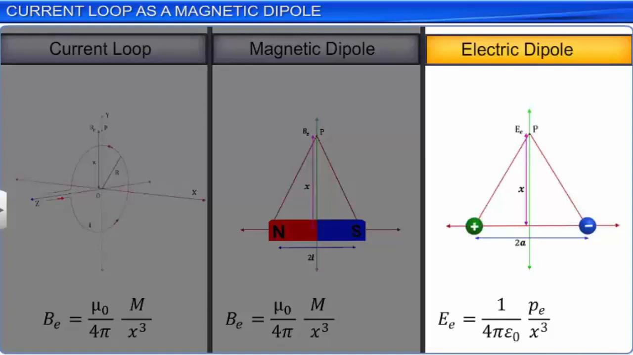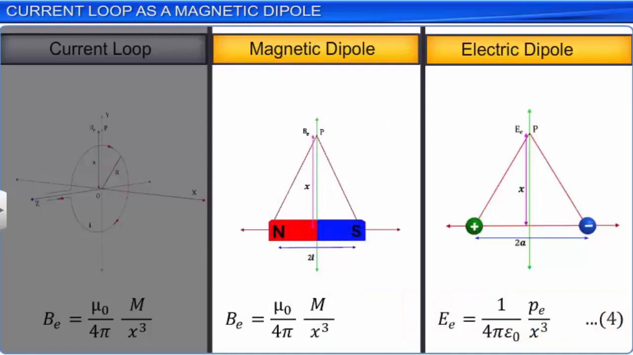We know that the electric field intensity on the equatorial line of an electric dipole at a point which is at a distance x from the center of the electric dipole, EE, is equal to 1 by 4 pi epsilon naught into PE by x cube. Let this be equation 4. Here, the distance x of the point is much greater than half the length of the electric dipole.